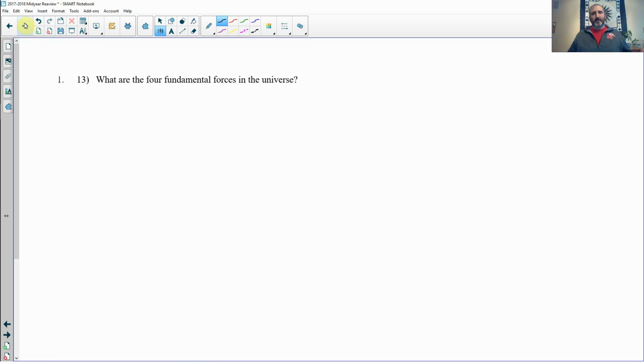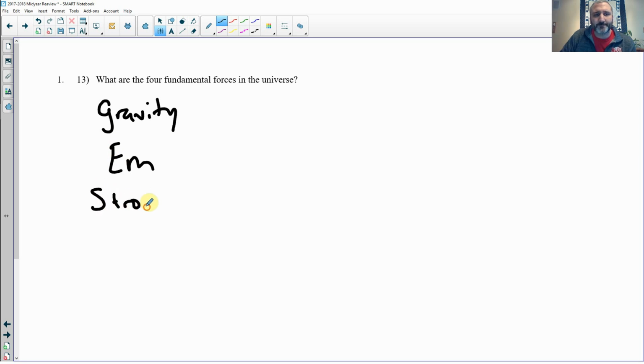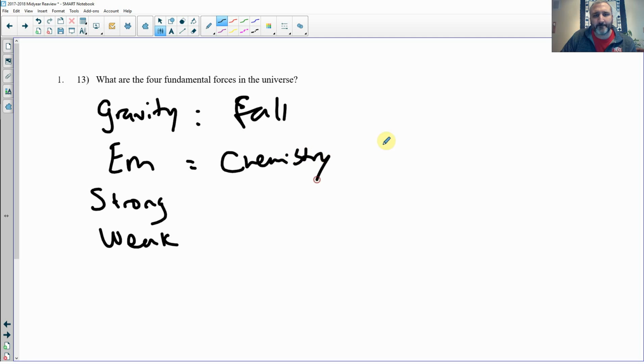All right, so 4 fundamental forces of the universe. I'm going to give you a spoiler alert. Know what they are and know what they do. Be able to give examples of them, okay? So the first that we understood was gravity. The second that we tried to figure out was electromagnetism. The third was the strong nuclear. And the fourth was the weak nuclear. Okay, so gravity makes stuff fall. Electromagnetism is for chemistry or compasses, etc. The strong nuclear makes big booms.